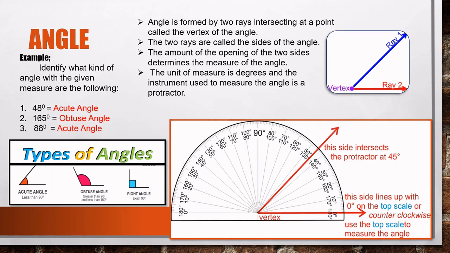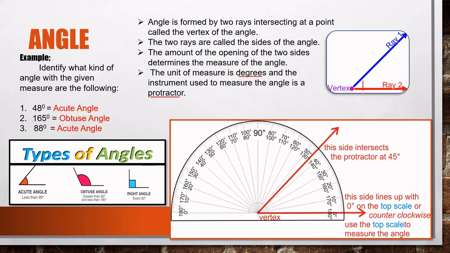Last quantity is the measure of angle. So, an angle is formed by two rays intersecting at a point called the vertex of an angle. So, this intersection is called the vertex. The two rays are called the sides of an angle. So, this ray 1 and ray 2 are called the sides of the angles. The amount of opening of two sides determine the measures of an angle. The unit of measure used in measuring angle is degrees, and the instrument used to measure is protractor.